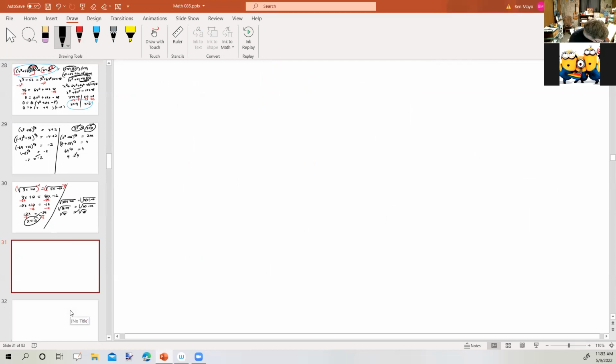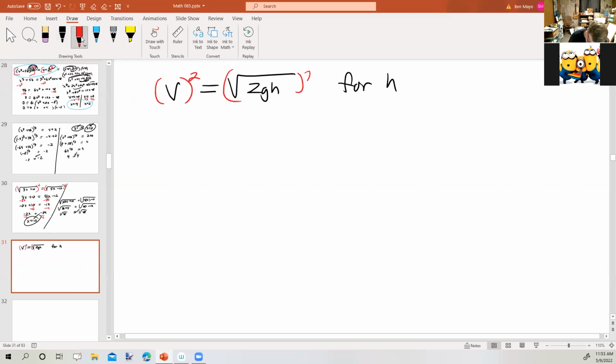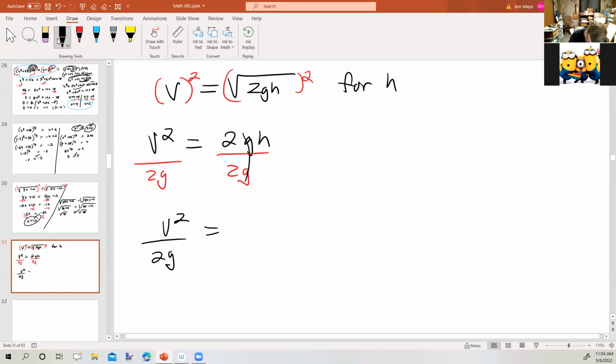The following formula says V equals the square root of 2gh, and we are to solve for h. Well, h is locked up inside of a radical, inside a square root. So we need to get rid of the radical. The radical is isolated. We'll square both sides. On the left, we get v squared. On the right, we get 2gh. If we divide both sides by 2g, we get v squared over 2g equals h. And we've solved for h. Any questions about that example?